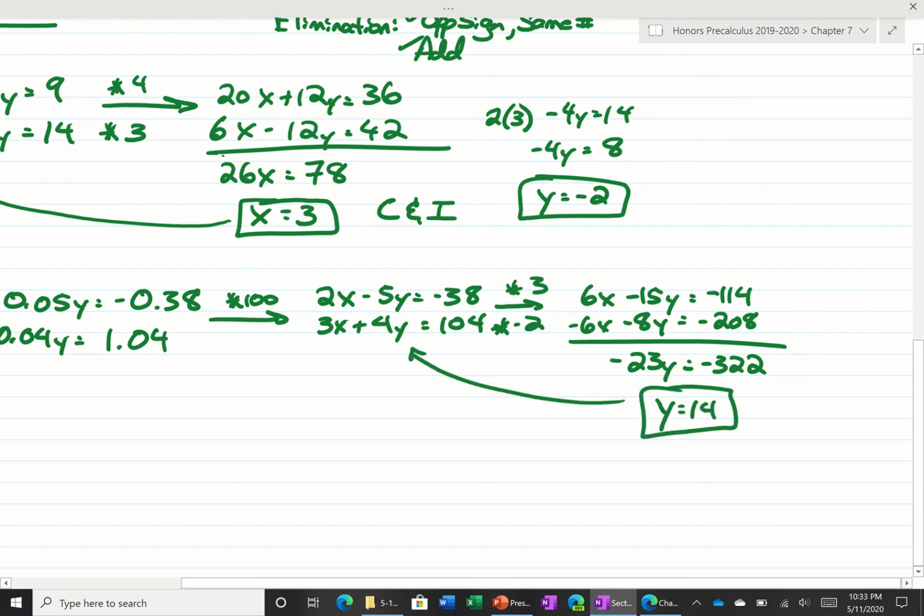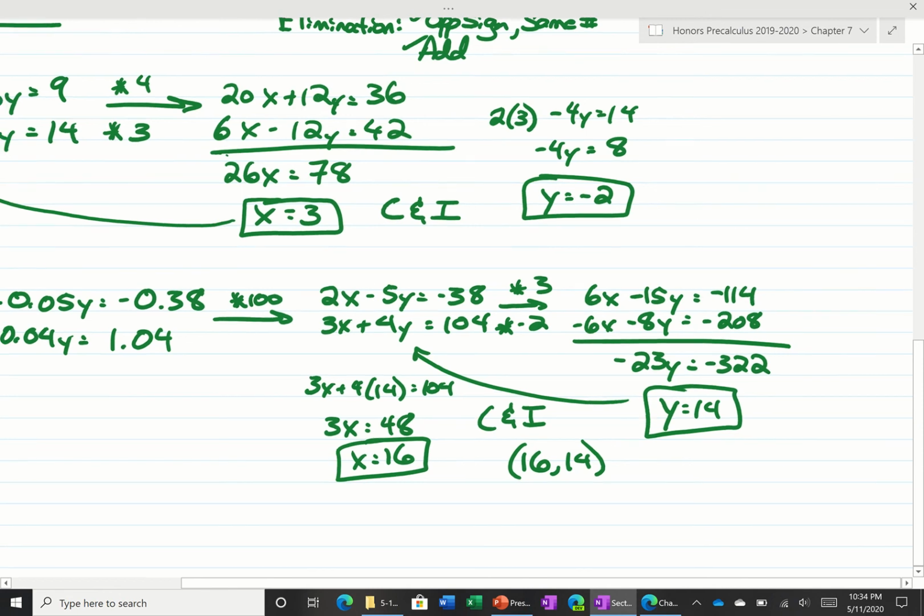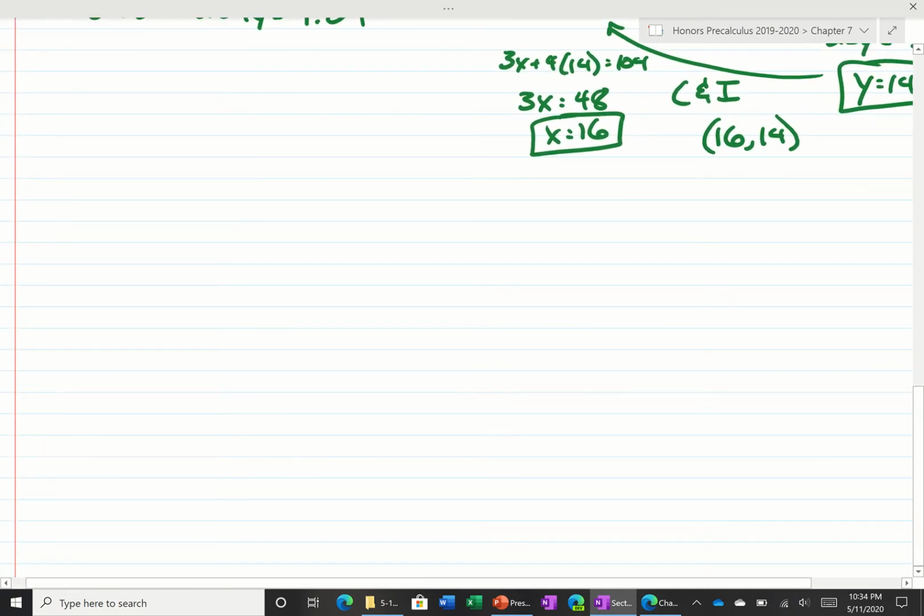If y is 14, we could plug them into any equation. And let's see here, 4 times 14 is 56. So 104 minus the 56 is 48. And if we divide both sides by 3, we would get 16. You could write your answer like this if you want. You could also say 16 comma 14. It doesn't matter how you choose to write it, but this would be a consistent and independent solution. And to finish up today's lesson, I want to talk about nonlinear systems.